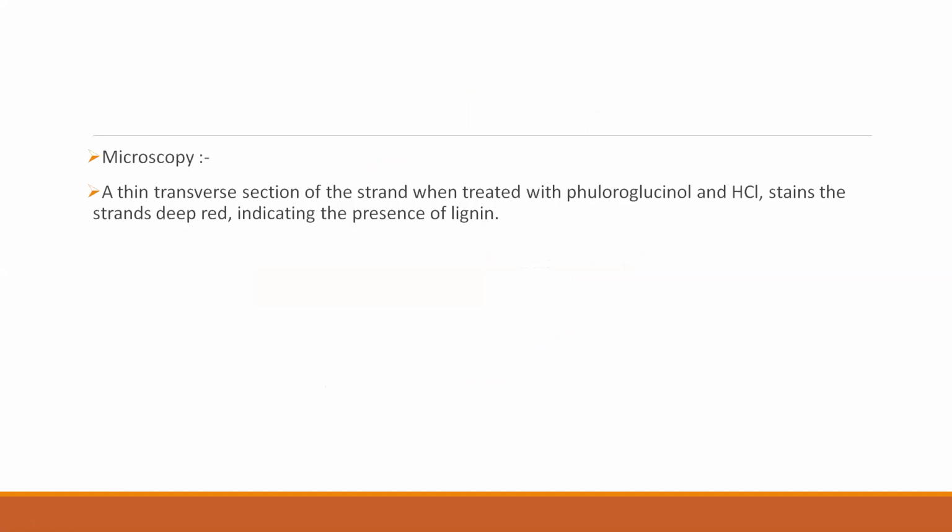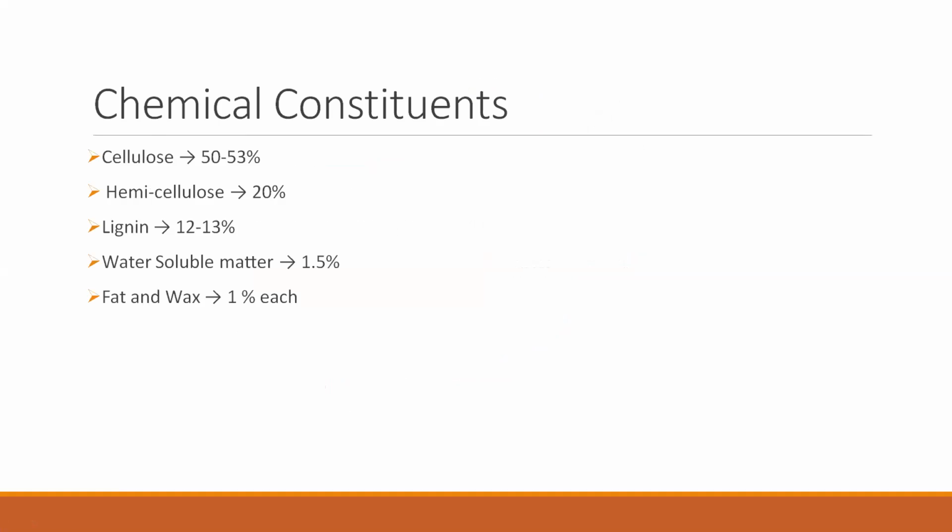Then the microscopy. When you see a jute fiber under the microscope, a thin transverse section of the strand, when treated with phloroglucinol and HCl, stains the strands deep red, which indicates the presence of lignin. Chemical constituents: it contains cellulose 50 to 53%, hemicellulose 20%, lignin 12 to 13%, water soluble matter 1.5%, fat and waxes 1%, fat also 1%, wax also 1%.